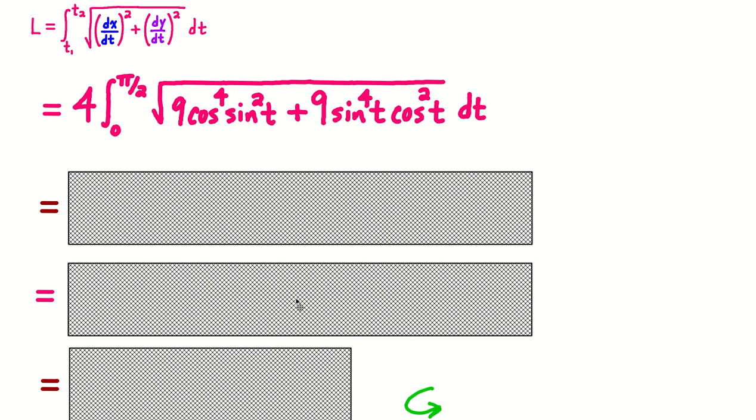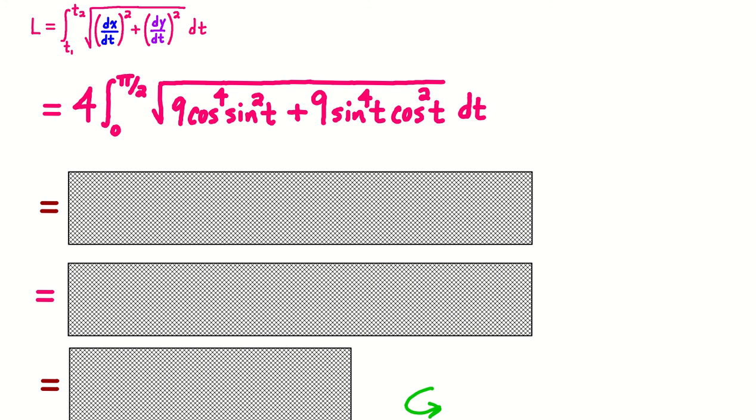But check this out. The rest of this, people, the rest of all these boxes is just me doing all the integration by hand. You could probably grab your calculator right now and throw this whole thing into your calculator.